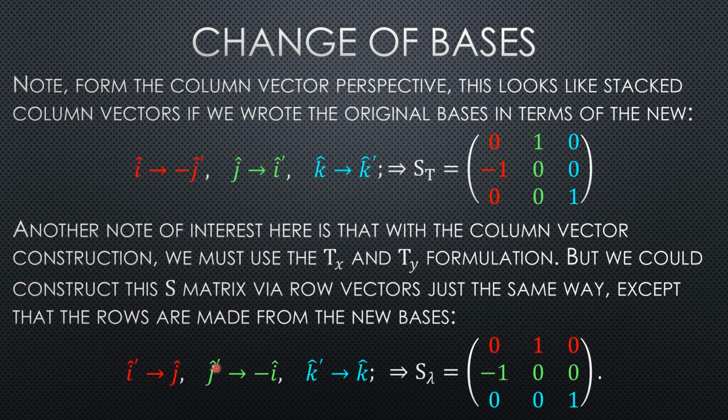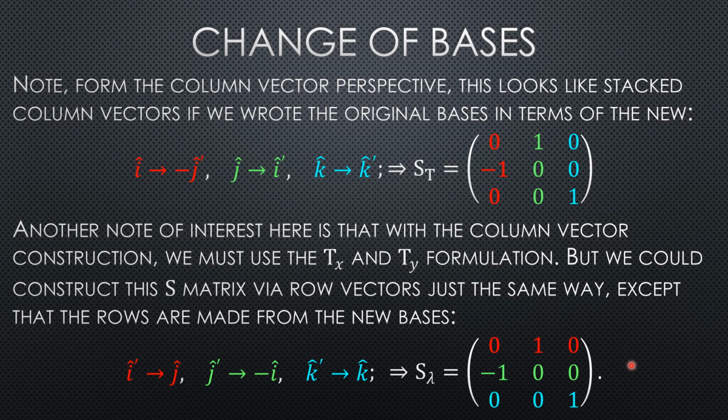Similarly, J hat prime goes to negative I hat. So this is what we would expect in reverse. Okay, so when we're asking ourselves that, we need to put a -1 in the I direction and a 0 everywhere else. K hat on top of K hat, so we're good there. But nonetheless, you see these are the same exact matrices just from a different perspective. So however you want to construct it, just make sure you stay consistent.